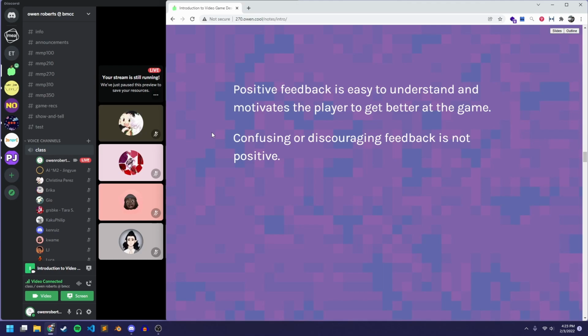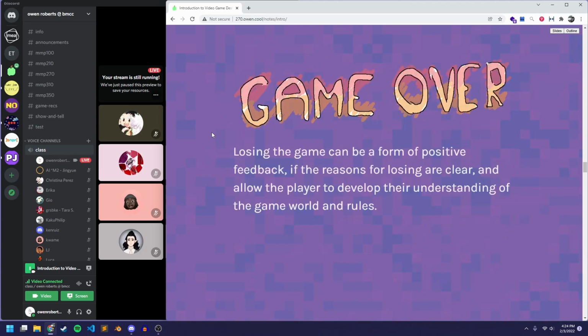Sometimes, however, we create confusing or discouraging feedback, not intentionally, but we have an idea for how we want a game to work, but it's not clear. So we really, as game designers, have to be very careful to make our intentions clear to the player so they understand if I died, it's for a specific reason, or if I lost points, it's for a specific reason. It's not just some glitch or some random confusing thing that happened in the game.